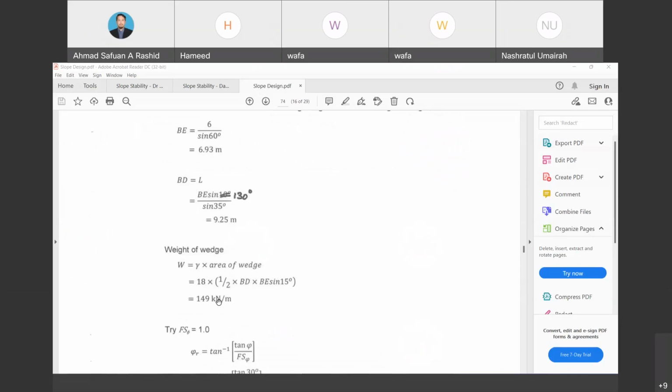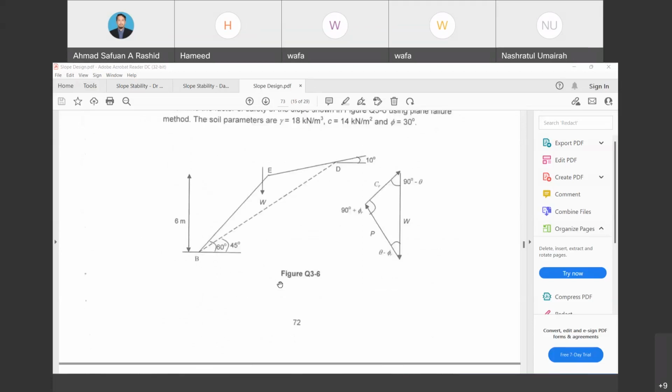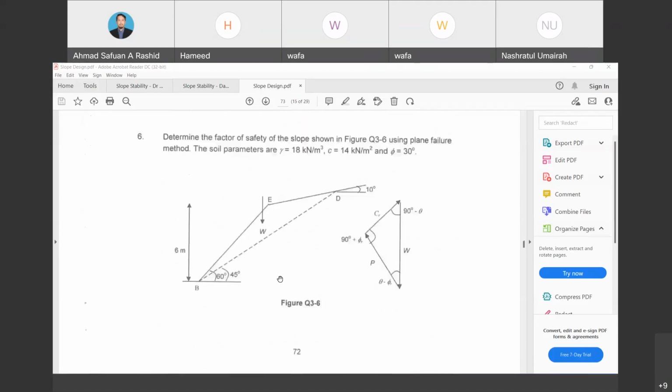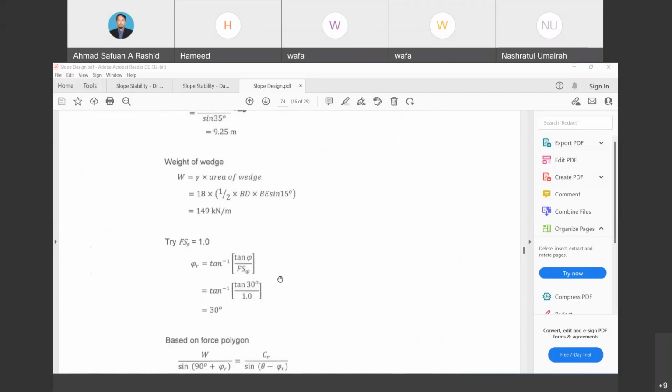So this is the formula. You may try to find it in any reference book, to determine the area of this irregular triangular shape. So then the value of the W is 149.